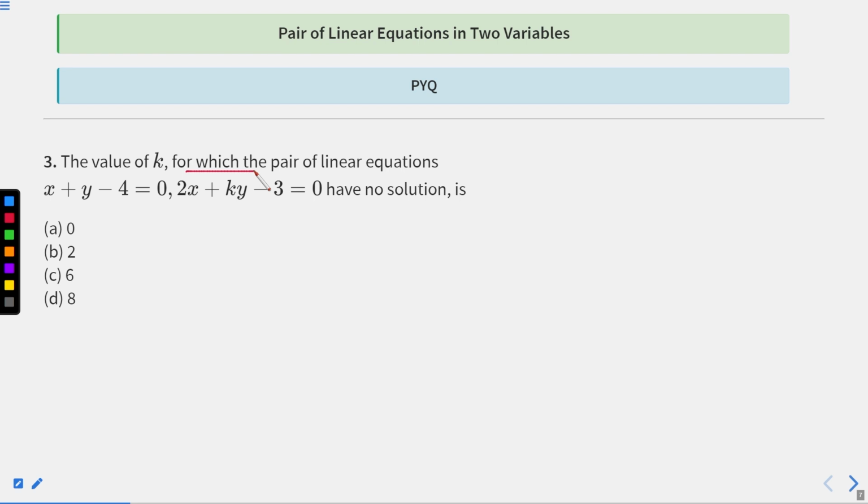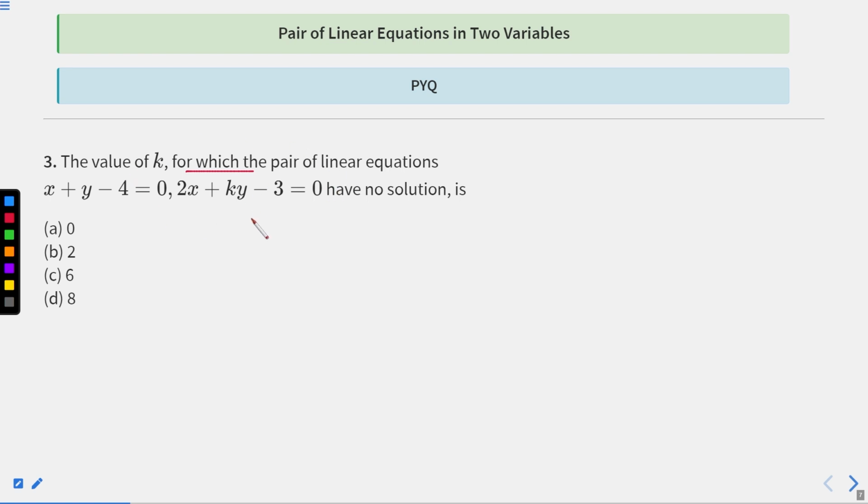In that case, we can compare the given equation with a1x + b1y + c1 = 0 and a2x + b2y + c2 = 0. Then if we compare the equation with that general form, we'll get the values of a1, b1 and c1, and the values of a2, b2 and c2. Then we can find the ratios a1/a2, b1/b2 and c1/c2.